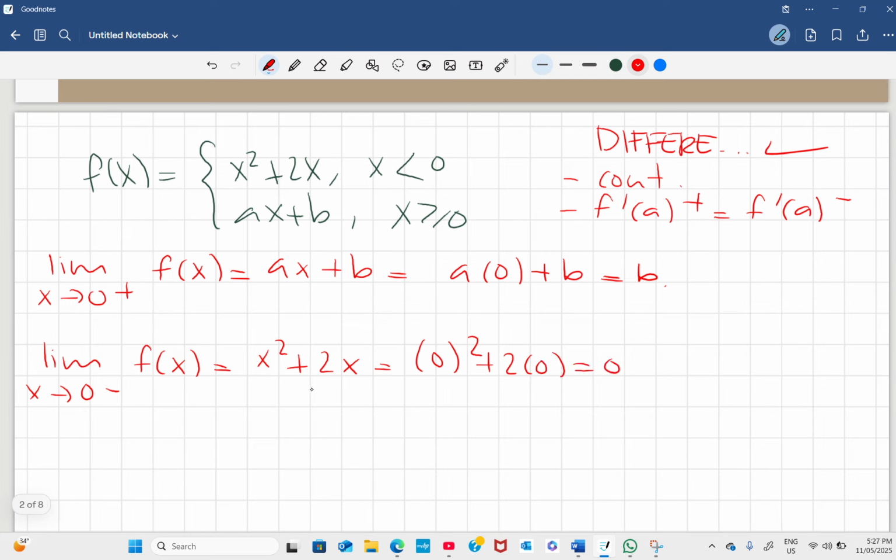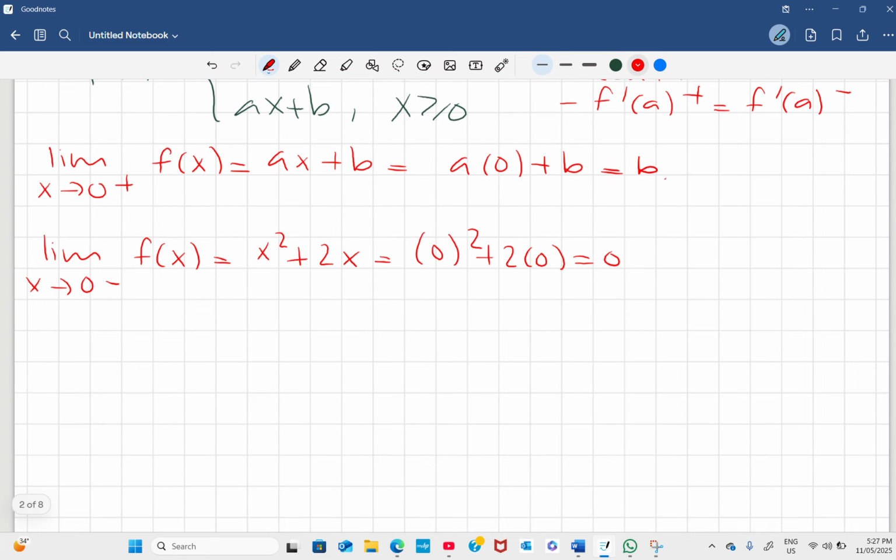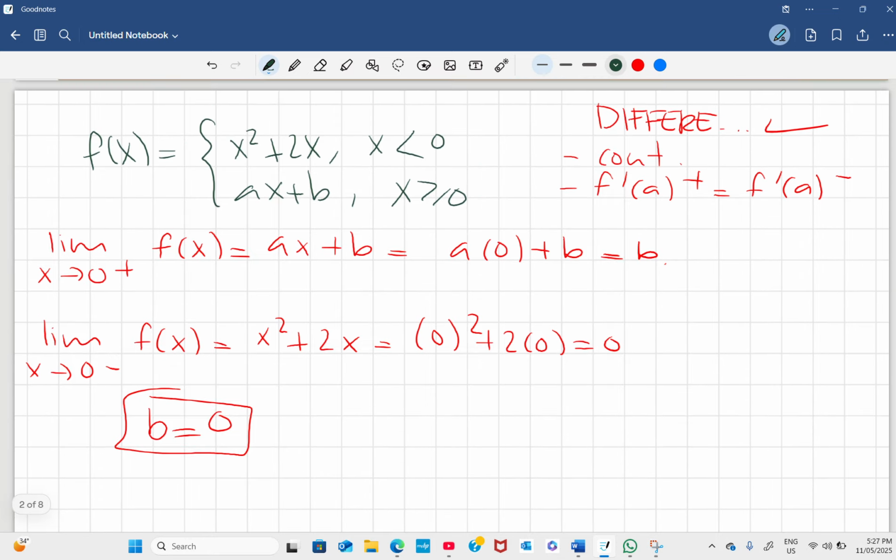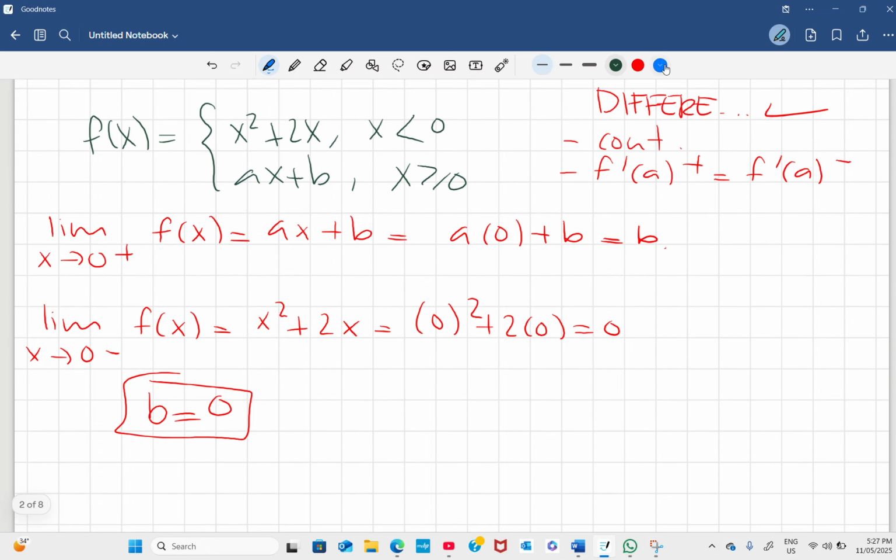Now, they told me that it is differentiable, so that means it is continuous. If it's continuous, the limit from the right is equal to the limit from the left, so I can equate them. So b is equal to 0. I found my value of b. Now I need to find a, so I'm going to do the derivative like we did before. We're going to make a new piecewise function with the derivative. F prime of x is equal to 2x plus 2 for x less than 0. And here I have ax plus b, which is a, for x greater than or equal to 0.